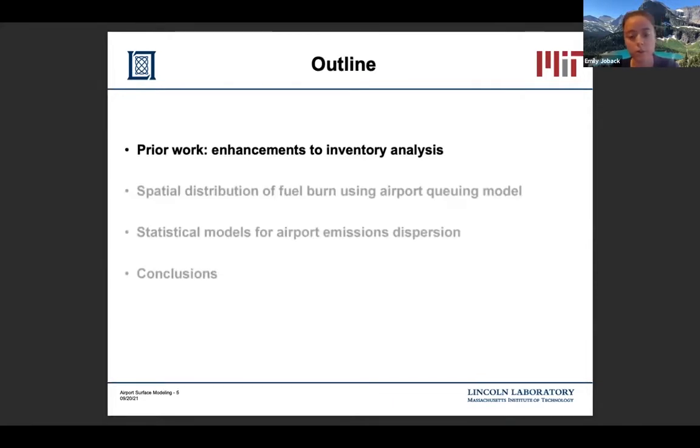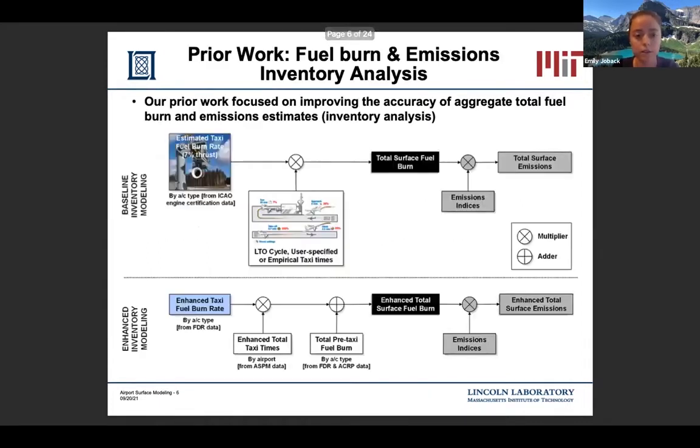As we continue to work on this program, there's been several phases of the analysis. In the next couple of slides, I'm going to go over a summary of all the previous work that we've concluded, and then I'll pass it off to Sandeep to discuss some of the more recent analysis, which is on spatial distribution of fuel burn using our airport queuing model. And once you know the spatial distribution of fuel burn, you can then combine that with statistical models to look at airport emissions dispersion. Next slide.